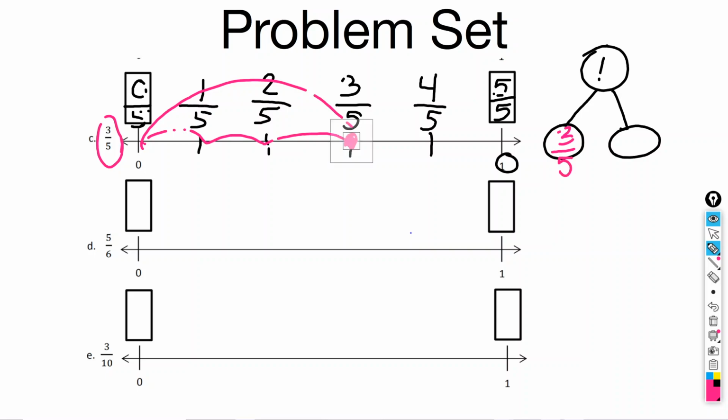My next jump is all the way to here, which is really 1, 2 jumps. So that is 2/5. And I can check my work because 3 plus 2 equals 5. Part D.